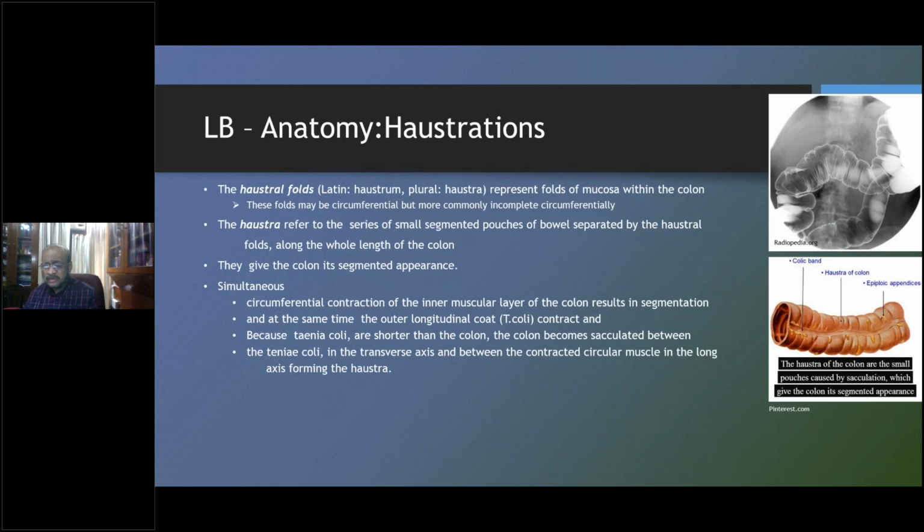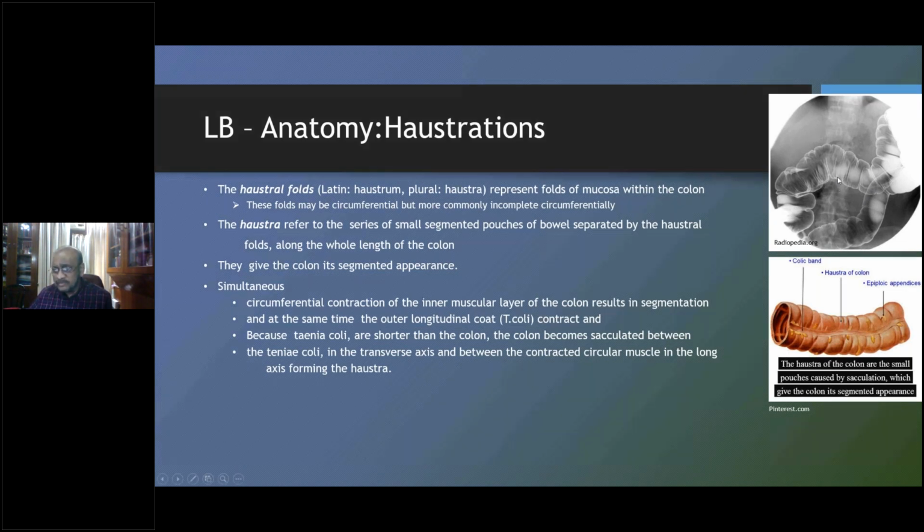So what are basically the haustrations? Now, the first is the haustral fold. The haustral fold is nothing but a mucosal fold within the colon. And these folds are circumferential, either totally circumferential or interrupted. See these interruptions? The interrupted fold, see the interrupted fold. This is basically a skiagram. So these are more commonly incomplete circumferentially.